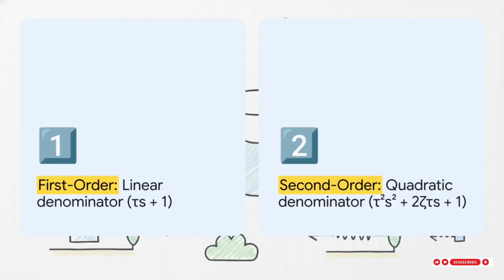Notice how the denominator completely changes here. We've gone from a simple, linear tau(s + 1) to throwing in a full quadratic lag. We now have an s² term, and we've introduced zeta, which is known as the damping coefficient. The addition of this damping factor fundamentally alters how the physical system is going to react to any disruptions.